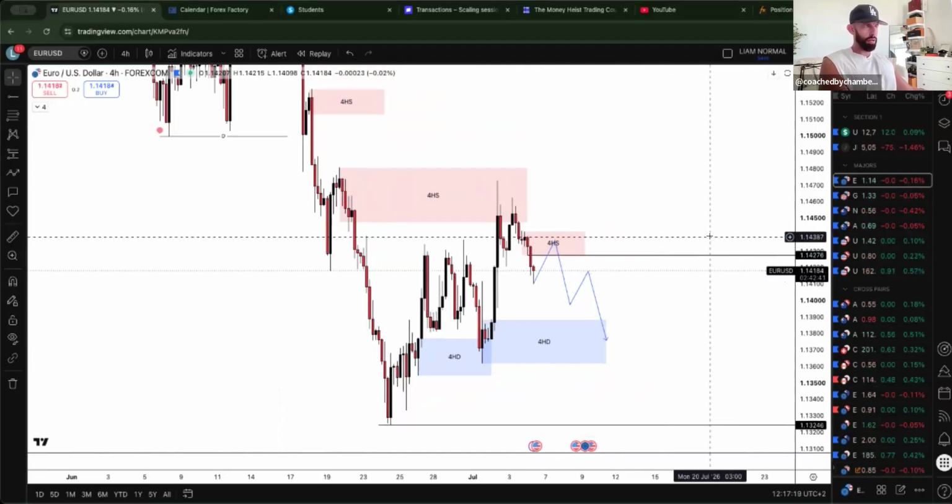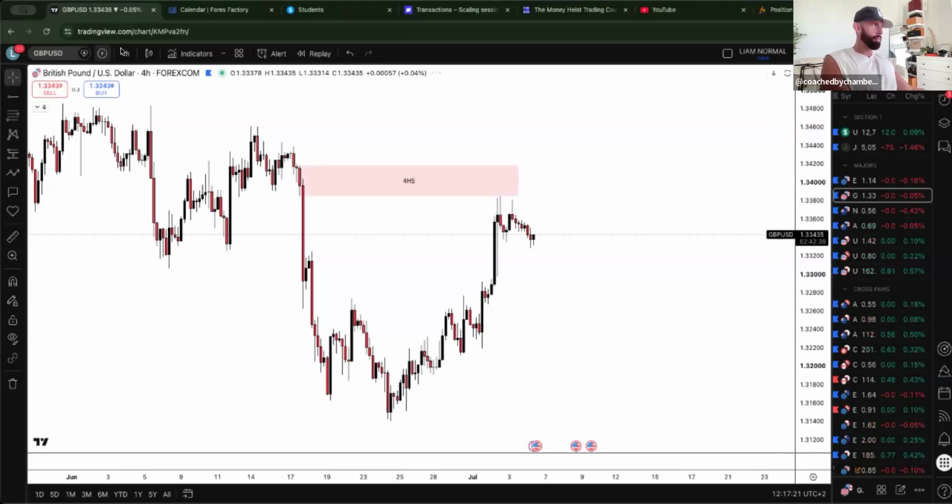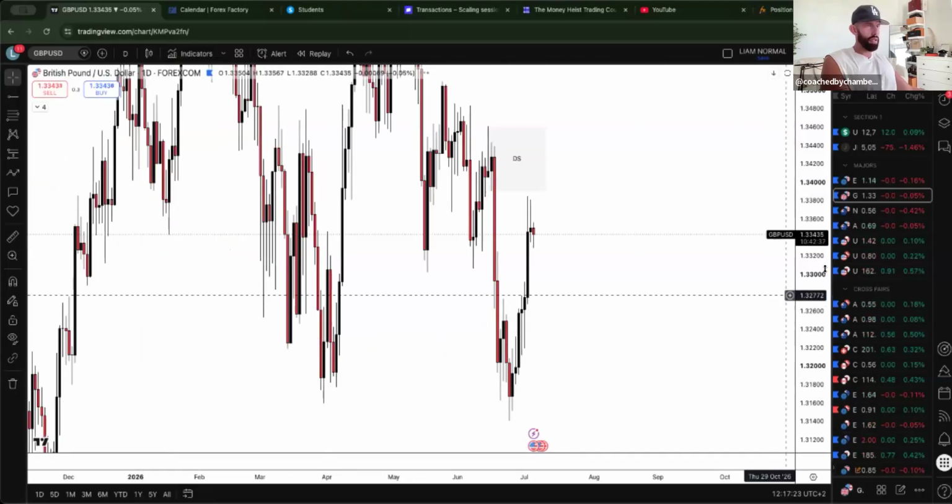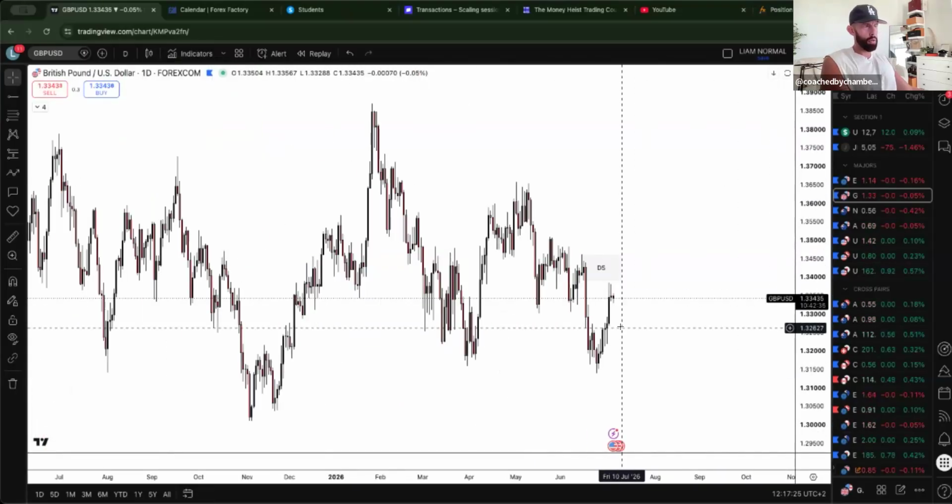So pretty simple. Hopefully it makes sense to you guys tuning in. Let's have a look at what's going on with the Jupiter USD.